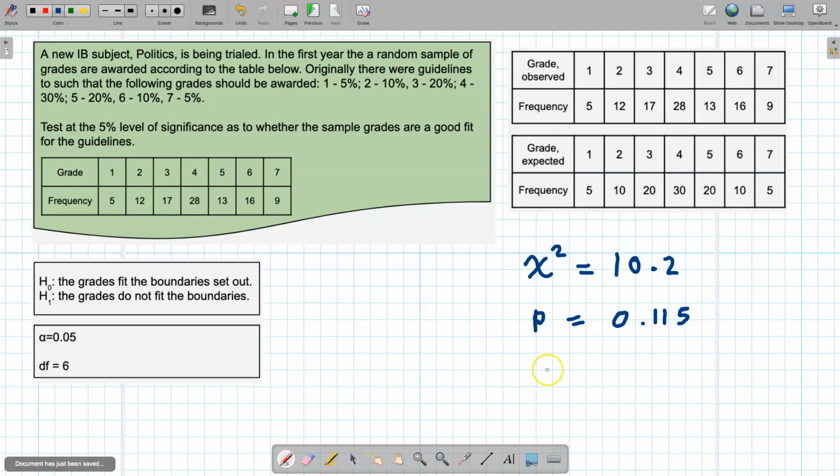Now I'm going to make my conclusion. Now p is greater than my alpha. So that means I'm going to accept H0. So if you were drawing a diagram, it would be within that white zone. So that means that these grades do fit very well within the grades they suggest.